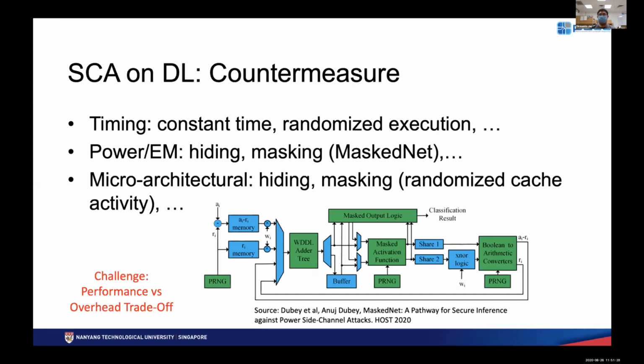So far, there's only one work which focuses more on the countermeasure. It's called MaskNet, recently accepted for HOST 2020. The idea is to specifically build a masking countermeasure to wrap the neural network. In this case, it has a latency overhead of 2.8 and an area overhead of 2.3. However, one challenge still remains, because so far most of the countermeasures are just simple ones built using normal side channel countermeasures. The performance and area overhead trade-off is still an issue, so coming up with an optimal implementation for the countermeasure is still a challenge.